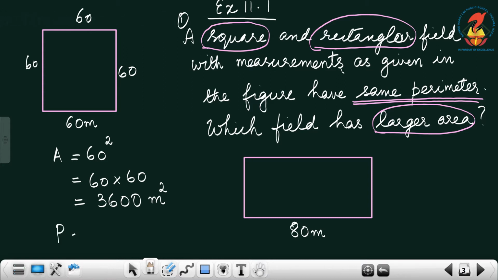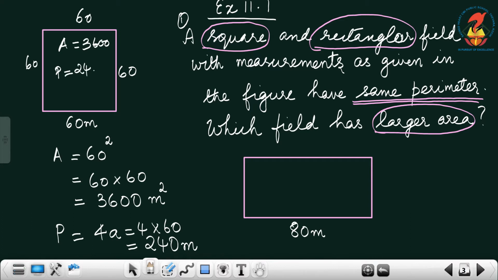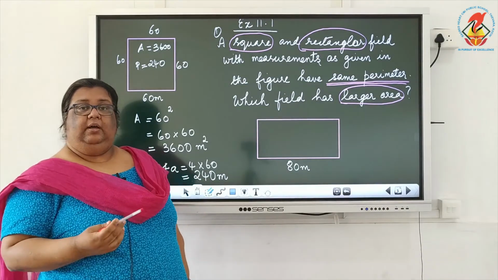And what will be the perimeter of the square? 4 into A. 4 into, what is the side? 60, which is equal to 240 meter. So for the square, we got area as 3600 and we got perimeter as 240 meters. Okay.